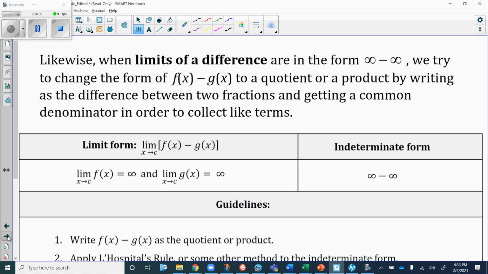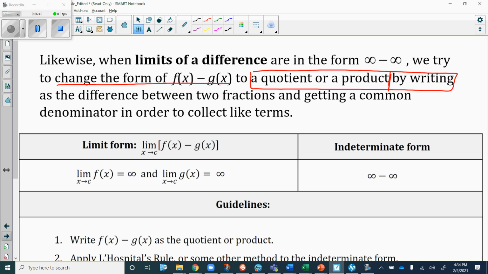So hopefully things are going okay so far. But here we're going to be moving on to some new types of limits. Instead of taking the product, now we're going to look at the limits of a difference, where we might wind up with, like it's showing at the top of the screen, infinity minus infinity. What it tells you to do in this case is change this into a quotient or a product, by writing the difference between the two fractions and getting a common denominator to collect like terms.